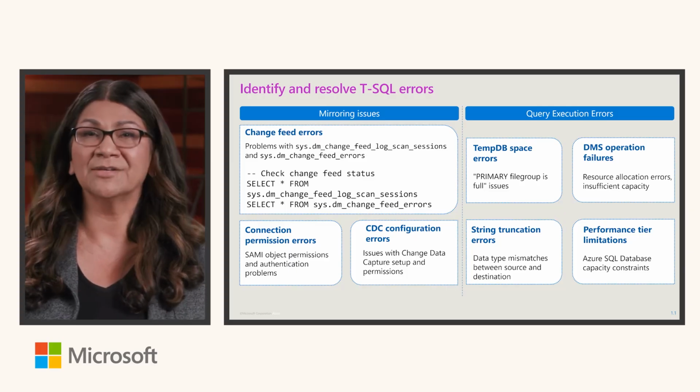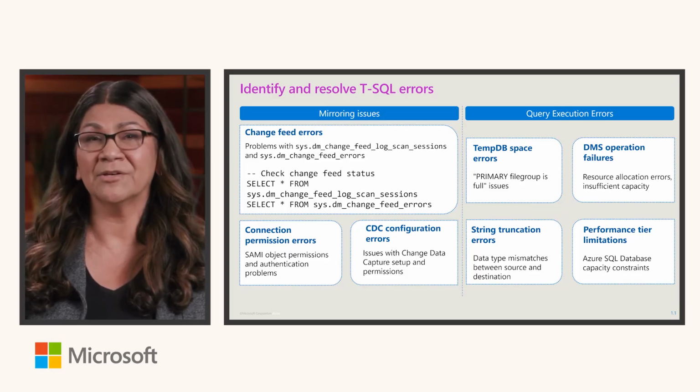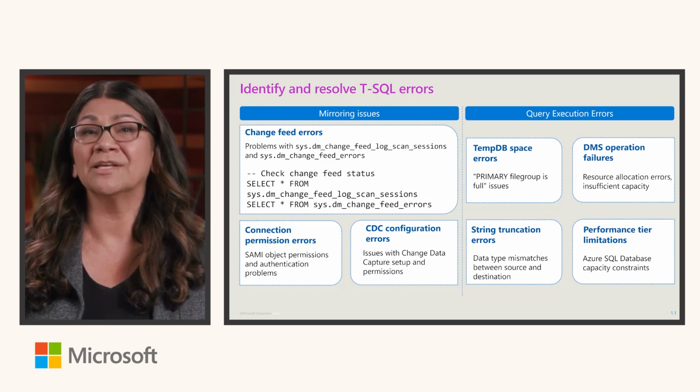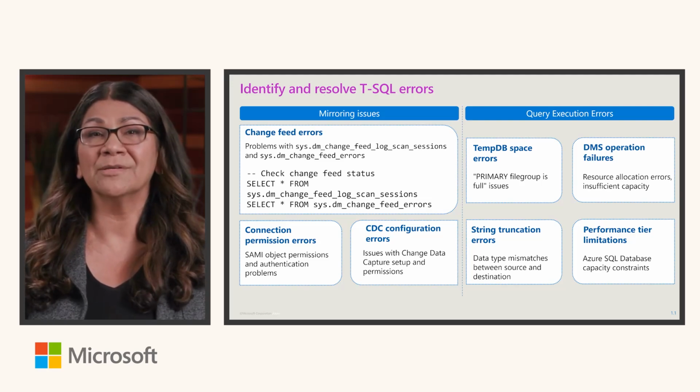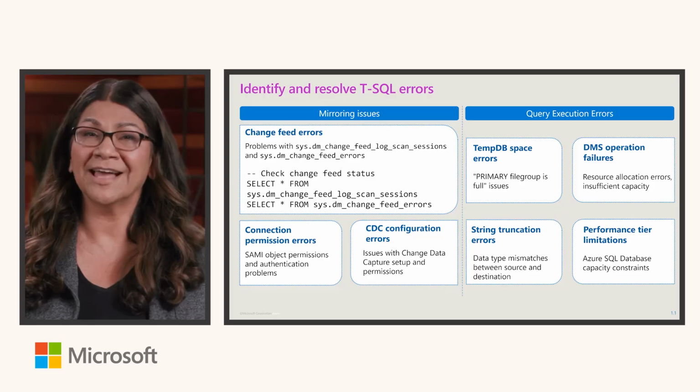On the query execution side, be prepared to identify and resolve tempdb space errors like a full primary file group, DMS operation failures due to resource limits, string truncation from data type mismatches, and performance bottlenecks tied to Azure SQL database capacity. For the exam, focus on matching error types to their root causes and knowing the right steps to restore smooth query execution.